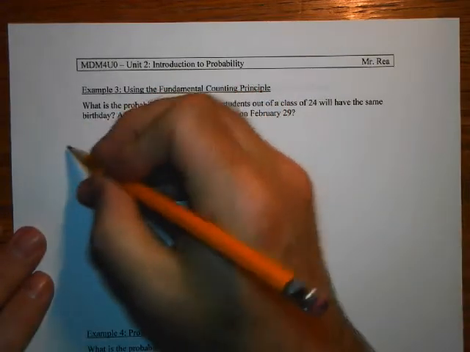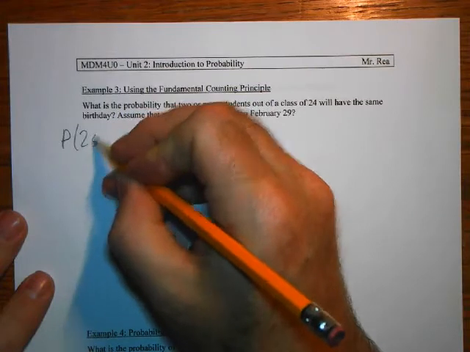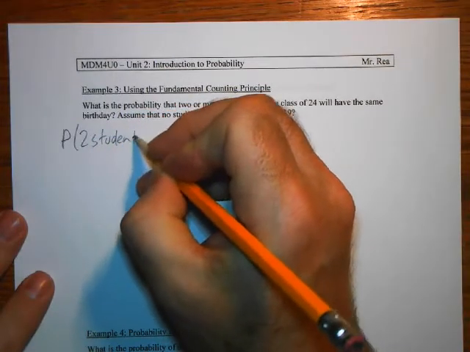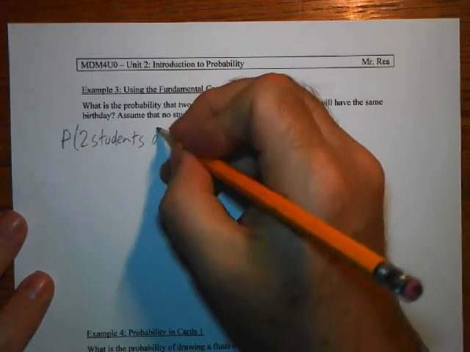Okay, so we're going to start with the probability of the two students. So we'll start with a low number here. Probability that two students don't share a birthday.